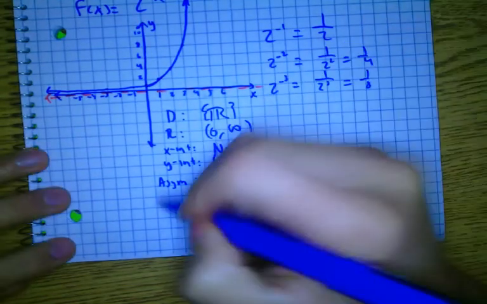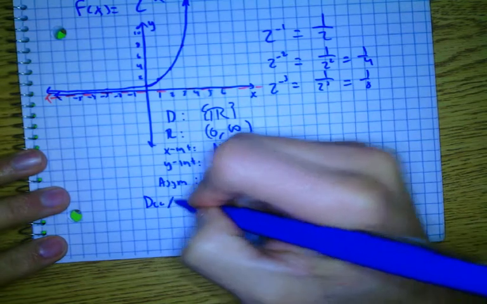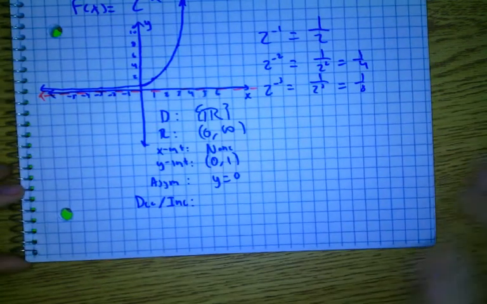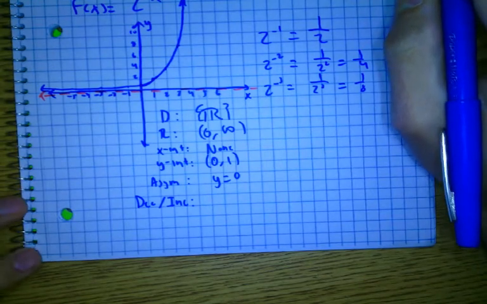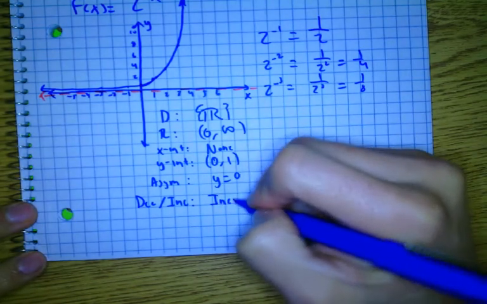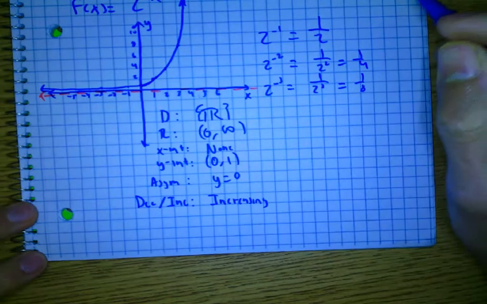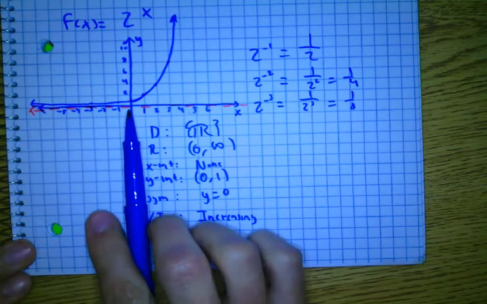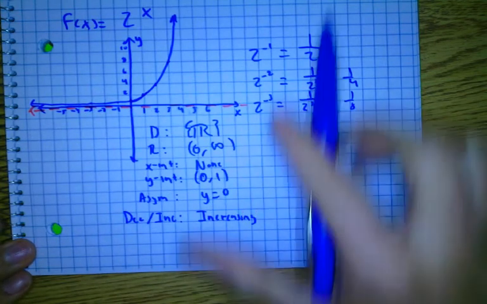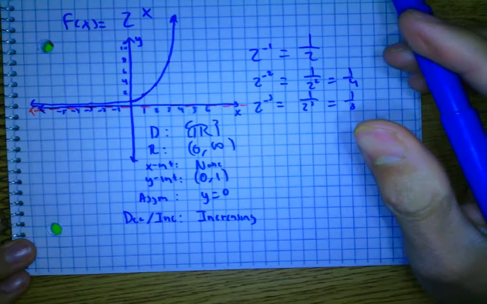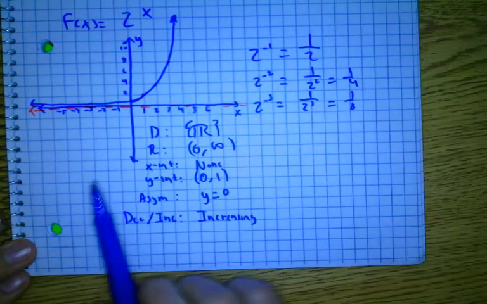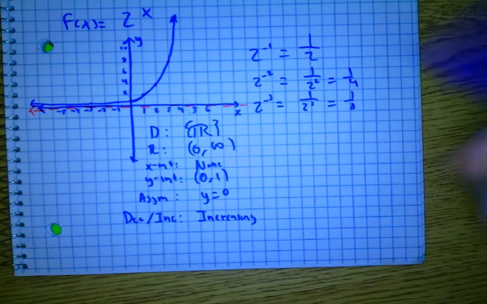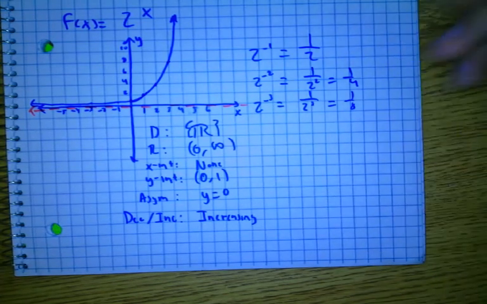And then lastly, I'm going to ask you something and see if you know what it means. Is this function decreasing or increasing? Do we know what that means? It's increasing. Does anyone know what it means to be increasing? As the x values get bigger, the y values get bigger. That's what it means to be increasing. Decreasing would be as the x values get bigger, the y values get smaller. That's what decreasing means. So in this case, we have an increasing function.